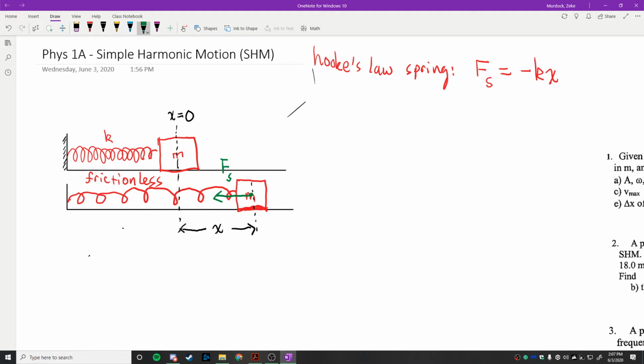So basically, when x is a positive quantity, the spring force is going to be negative. When x is a negative quantity, such as when the box is pushed to the left or is in a position somewhere over here, the spring force is going to act to the right, and we can draw another picture of that too.